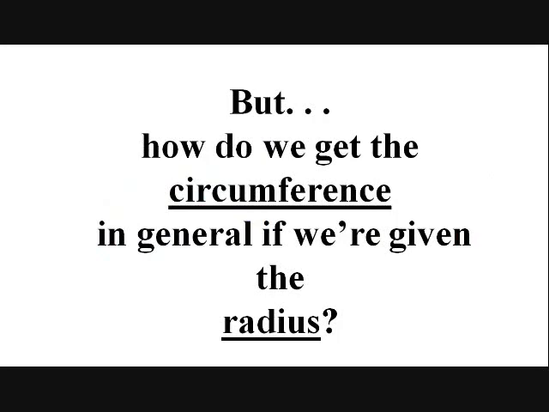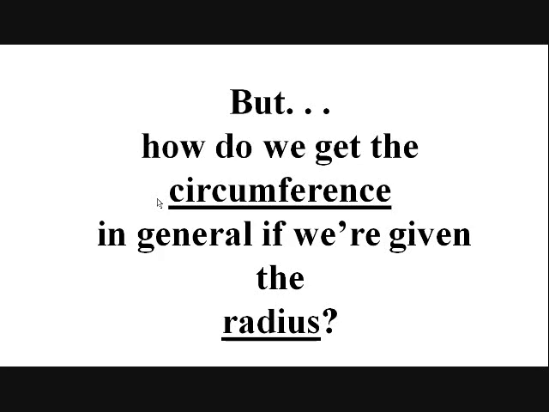But how do we get the circumference in general if we're given the radius? The radius could be anything. It could be an inch, it could be a mile, it could be a parsec, it could be anything. What I'm looking for here is a general formula that relates the radius to the circumference.